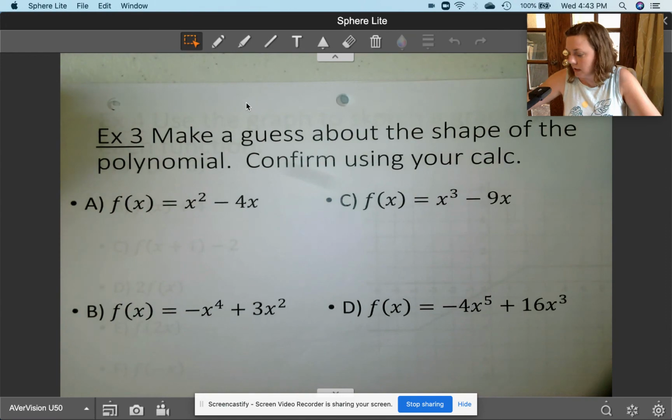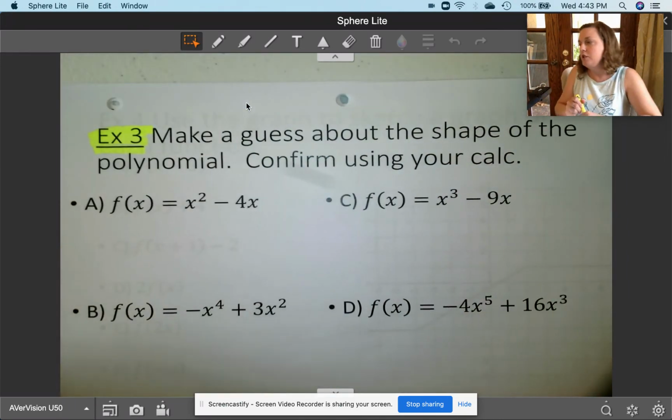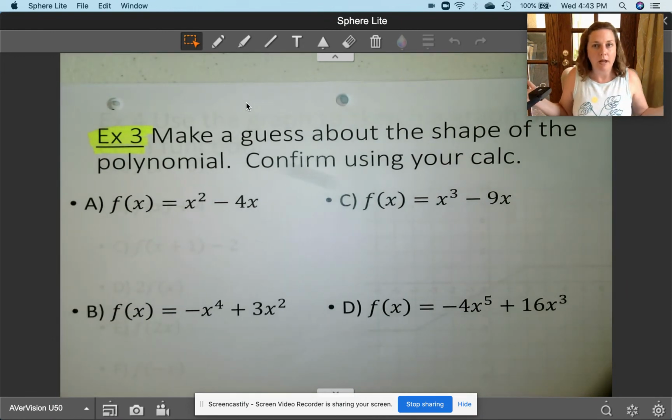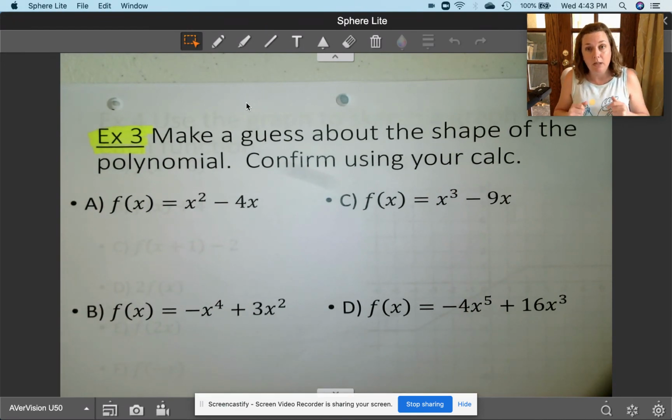Example 3, make a guess about the shape of the polynomial. This is so important throughout mathematics. I've always told my students that you need to remember, what does it look like? If you have a picture in your head, you can use that to help determine if your answer is valid. So we want to keep that in mind. We want to make a guess.